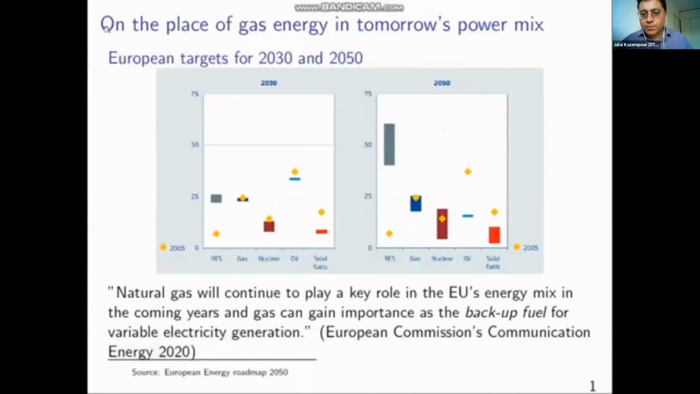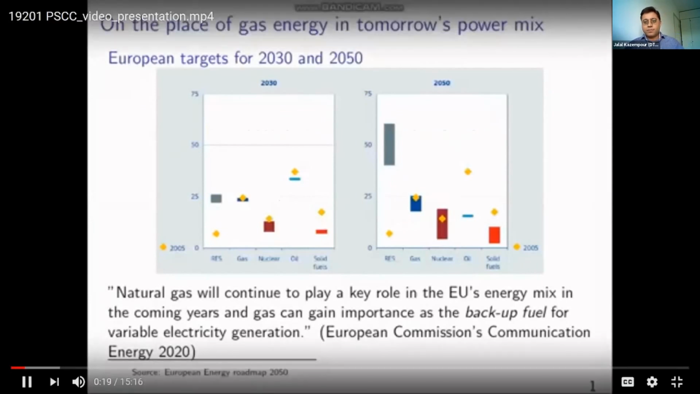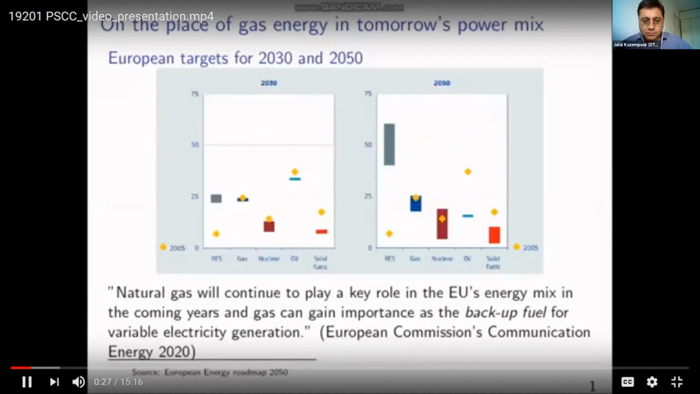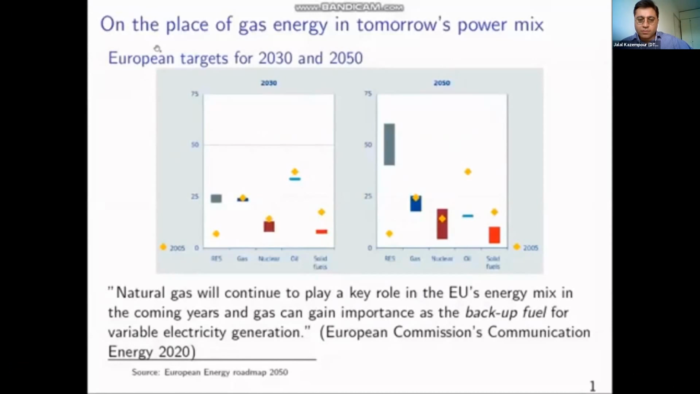So first, let's start with a quick motivation about the study of gas energy, because today we are talking a lot about renewable integration, and it could be a bit surprising to see a study about gas energy, which is a fossil fuel energy. And so the idea here is to look at the European targets from the European Commission Communication Energy of 2020. And you can see here on the left figure, so you have on the yellow dots, which is the current percentage of each energy in the power mix. So we have more or less 10% of renewable energy sources, such as PV or wind. We have 25% of gas, we have some nuclear, a lot of oil, and some solid fuels. So this is the yellow square.